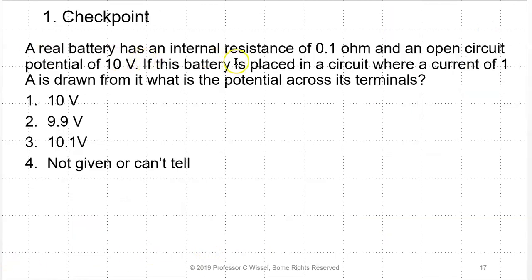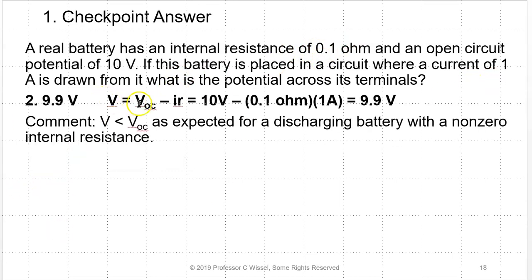A real battery has an internal resistance of 0.1 ohm and an open circuit potential of 10 volts. If this battery is placed in a circuit where a current of 1 amp is drawn from it, what is the potential across the terminals? Well, you're drawing current from the battery, so the potential is going to be lower. It's going to be lower by an amount of 0.1 times 1 amp, which will be 9.9 volts. Number 2: V equals V open circuit minus IR, and that equals 10 volts minus 0.1 ohm times 1 amp, or 9.9 volts.